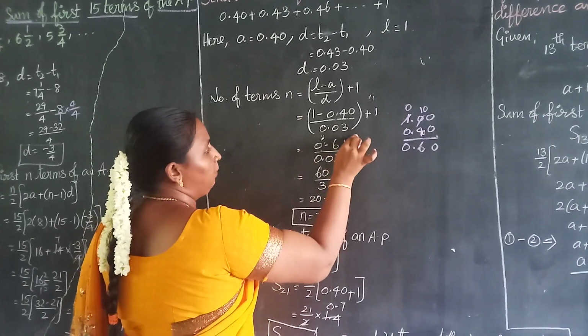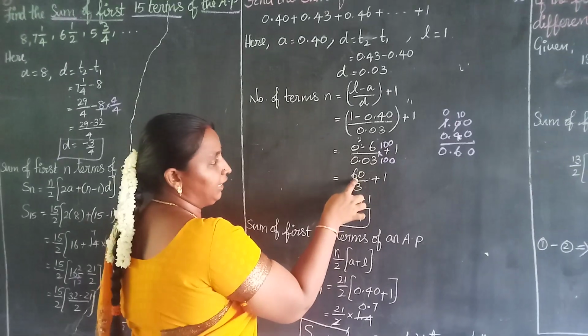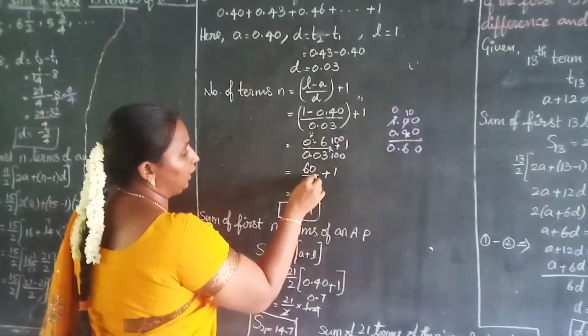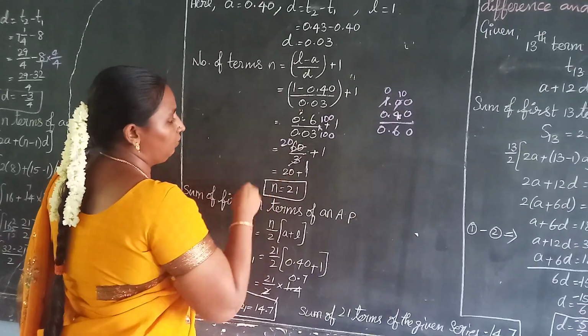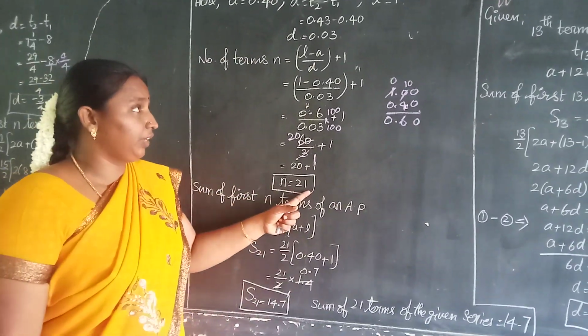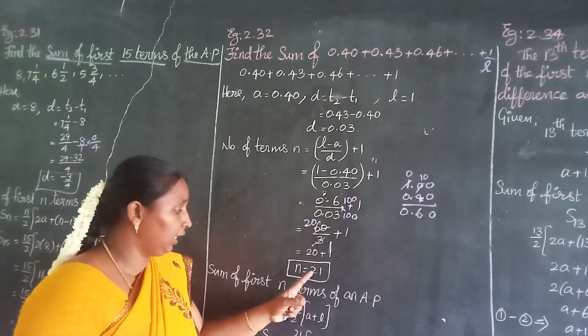Here multiply and divide with 100, then only the point will be removed. Here in numerator we get 60, in denominator we get 3. So 60 by 3 plus 1. Cancel this, 3 1s are 3, 3 20s are 60. So 20 plus 1 you will get 21. N equal to 21. So the number of terms in the given series is 21.